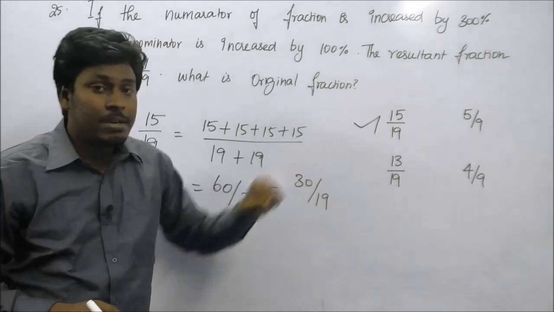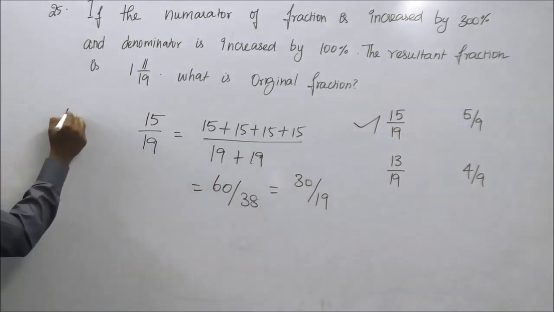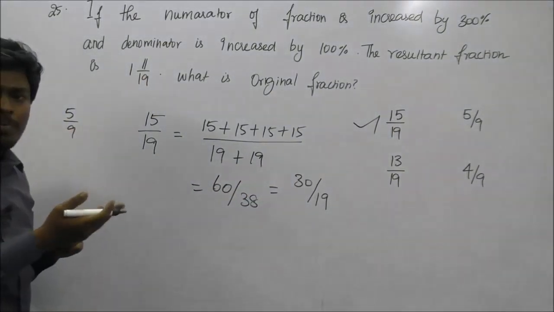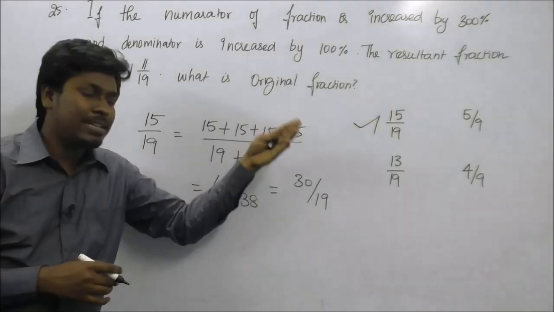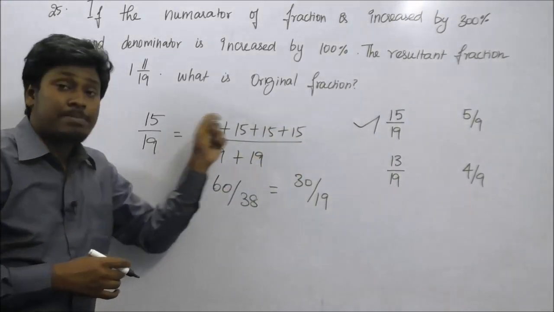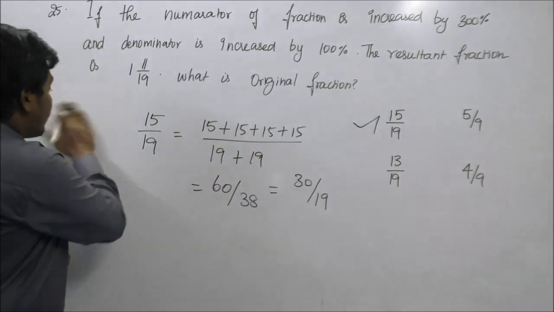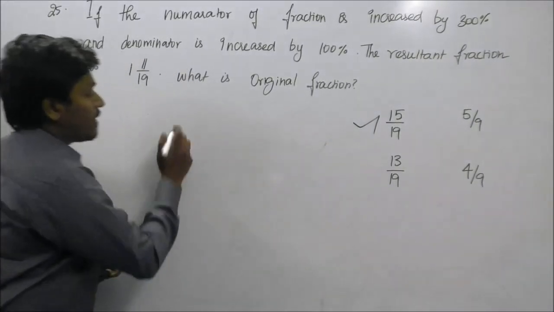I am taking option number 2, which is 5 by 9. Friends, remember, in your exams, don't go for the next option once you find the answer. It's a waste of time. I am just explaining this to you. So 5 by 9.